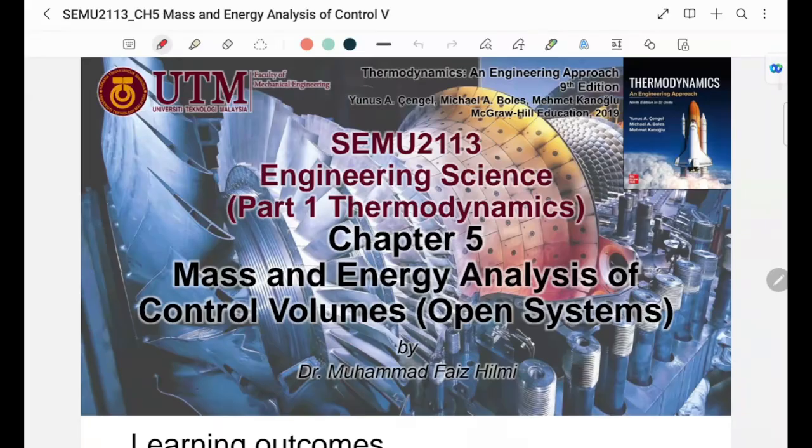Right then. In chapter 3, we looked at energy in general. What are energies? How do we define energy? What types of energy are available? All the fundamentals about energy. And then in chapter 4, we looked at closed systems basically.